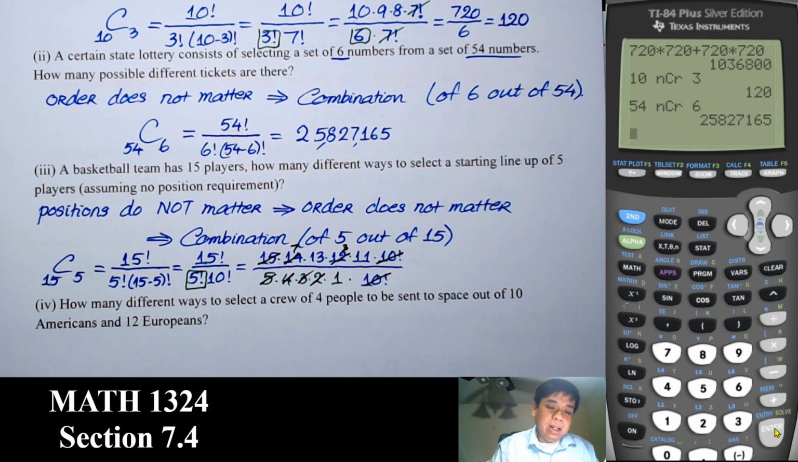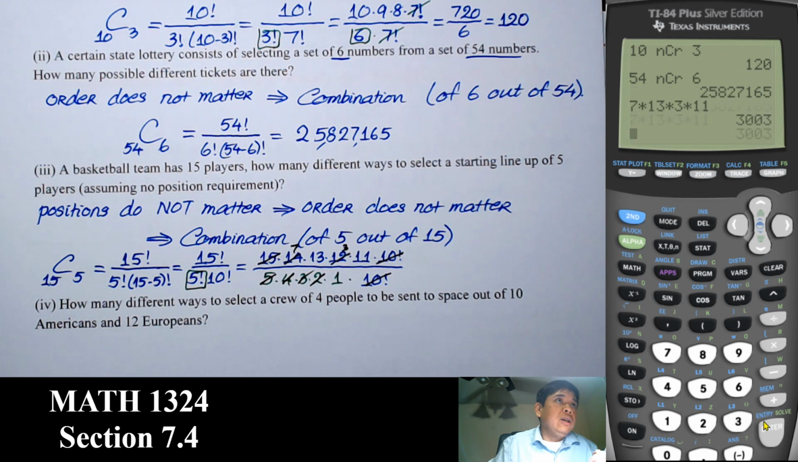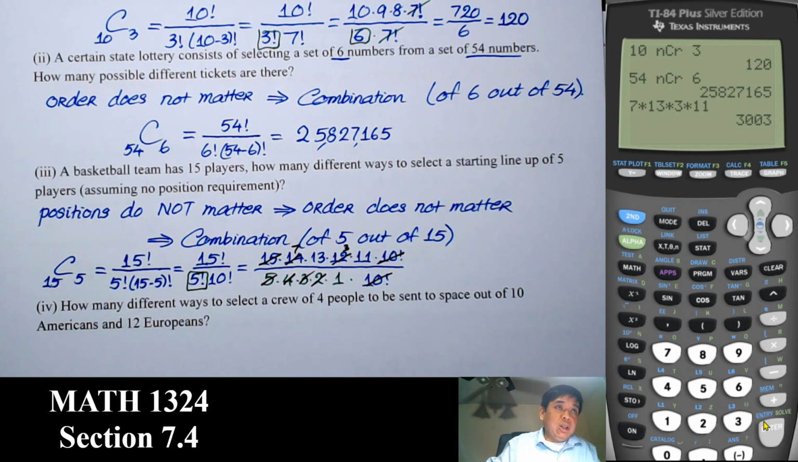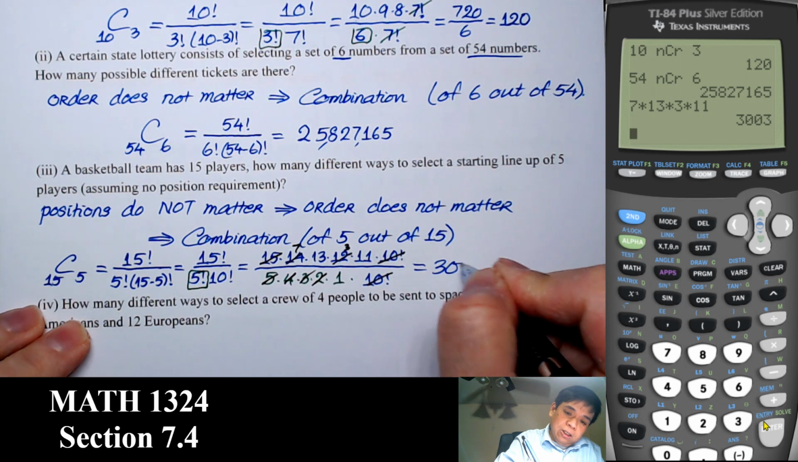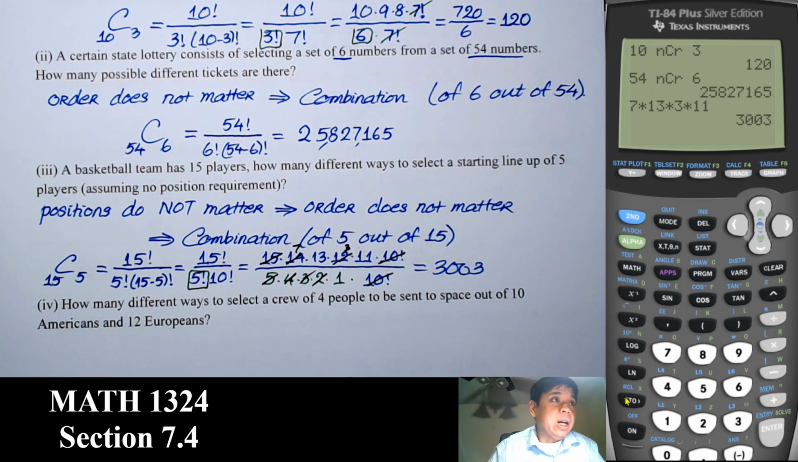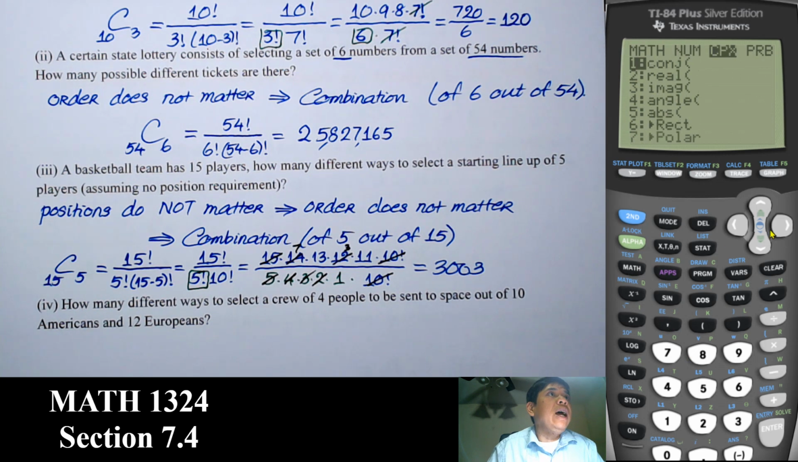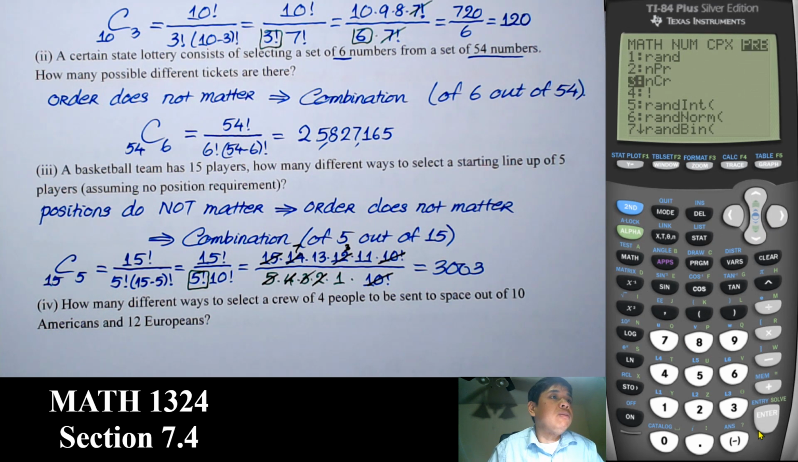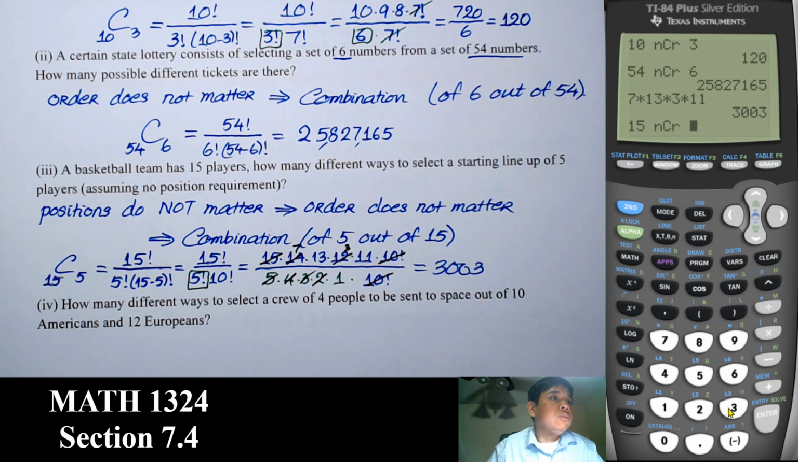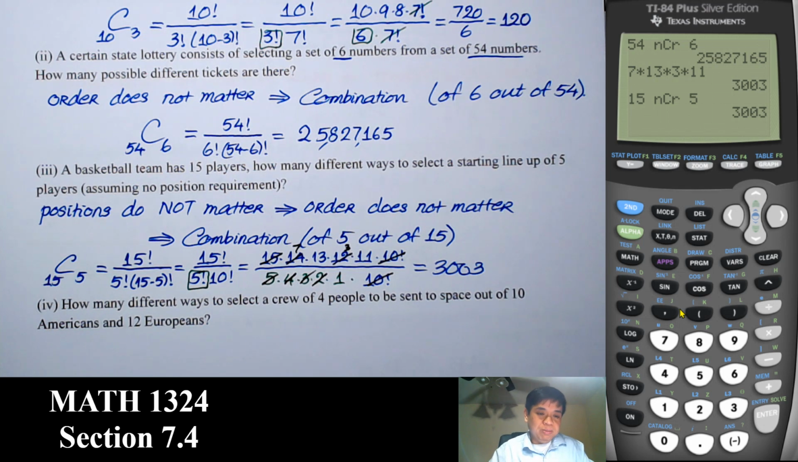So that's what we have: 7 times 13 times 3 times 11. And that's 3,003. Let's see if we use a calculator, we have the combination of 15 and 5. Of course we have the same thing. So that's how we do it.